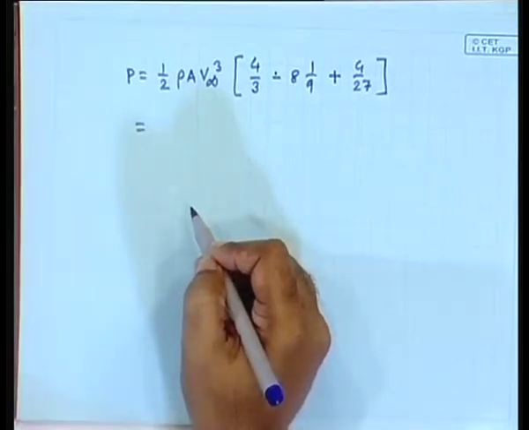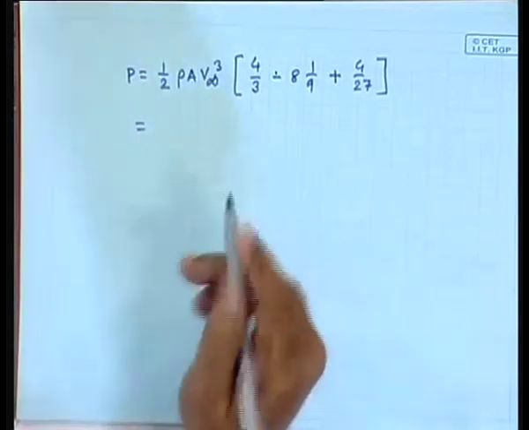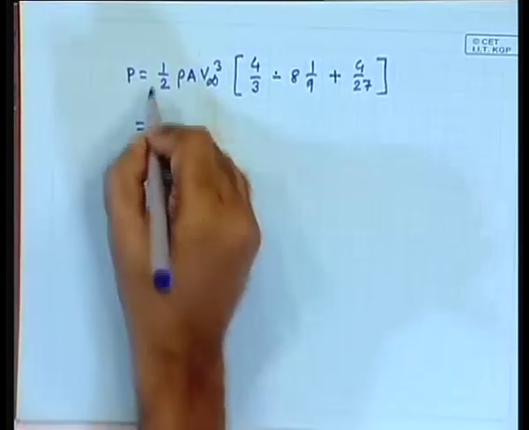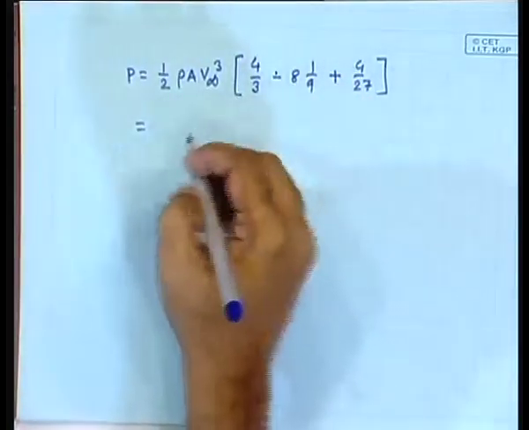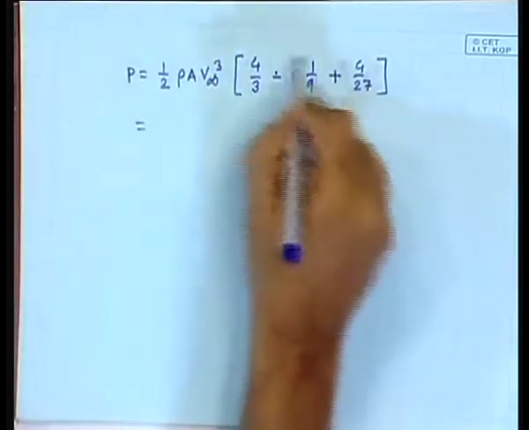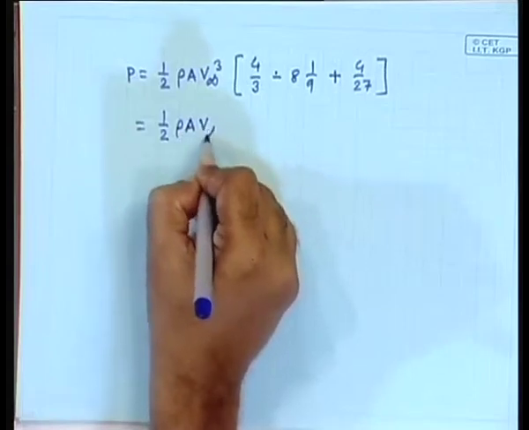By 27, or should normally get 8 by 20. Okay, okay. Here is half. So this term is different. So you have already multiplied it here. No, I don't want that. I want only this. Yes, half rho A V infinity cube.